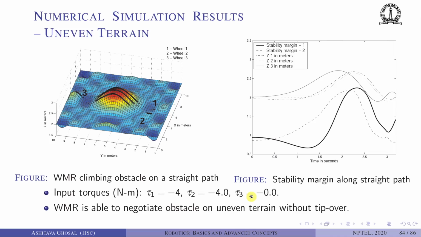We have just chosen arbitrarily some numbers to try out different cases. We have tried many cases. Okay, and again the stability margins 1, 2 and the z component of this motion is plotted here. So what you can see is the stability margin 1 and 2, they are all away from 0. Okay, and the WMR is able to negotiate this hump, which is an obstacle on uneven terrain, without tip over.